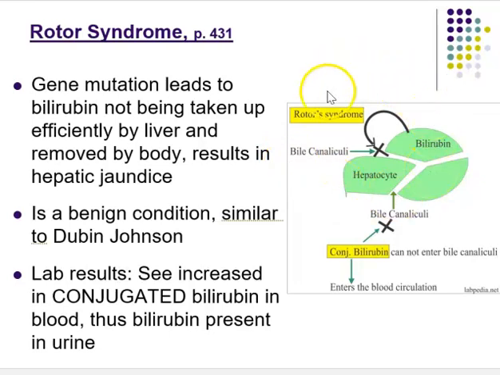So let's look over here to the right at our diagram. We have the bilirubin and we have the hepatocyte, which is representing our liver cells. So you have the X representing the bilirubin not being able to be taken up by the liver. And the reason the hepatocyte or the liver cells cannot take up the bilirubin like it's supposed to is because of a gene mutation. As far as lab results for Rotor syndrome, we will see an increase in conjugated bilirubin in blood, and we will also see bilirubin present in urine samples.